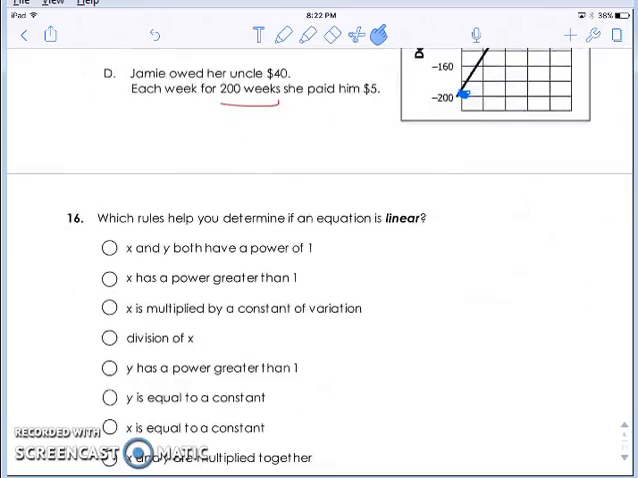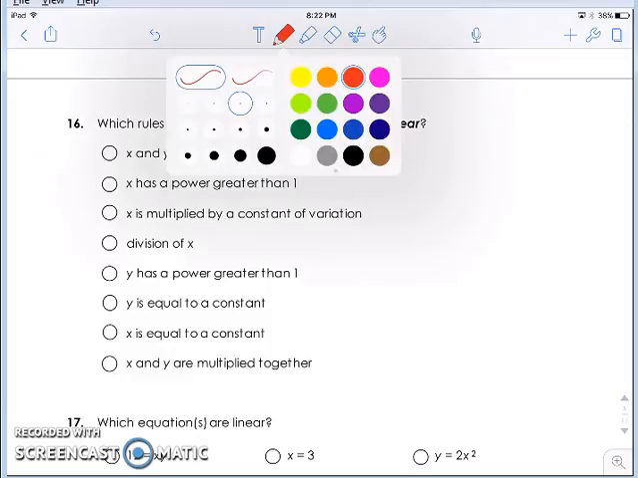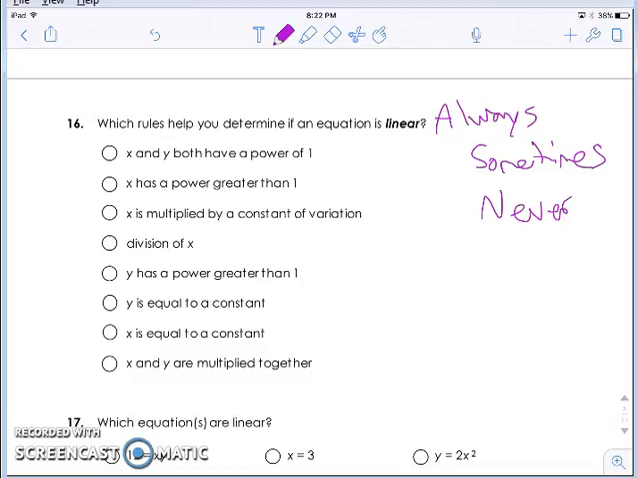Let's go ahead and do the next page as well. Alright, 16 is not my favorite question. Instead of filling in something as a rule, I'm going to kind of use the idea of always, sometimes, never. Always. Sometimes is that weird word, and never. So x and y have a power of 1. That is always linear. X has a power greater than 1. Never. X is multiplied by a constant of variation.